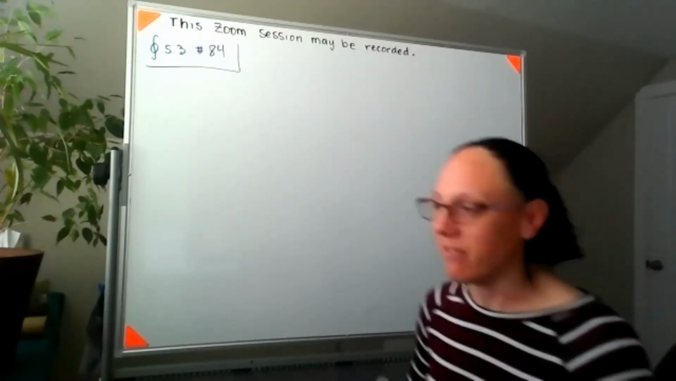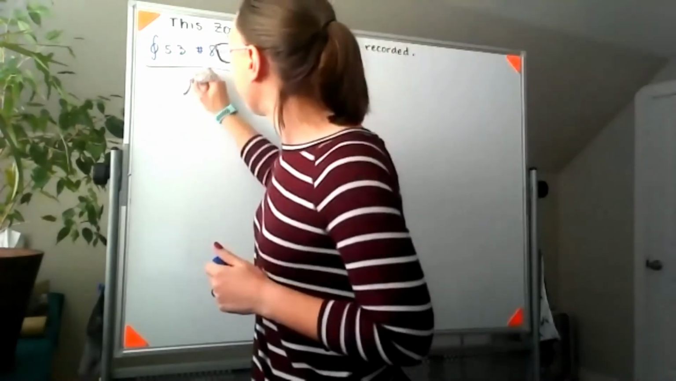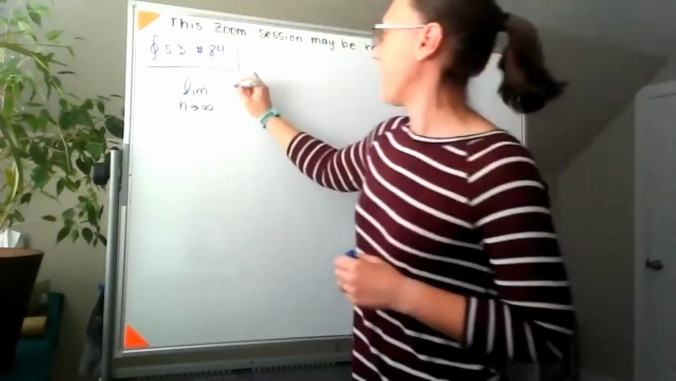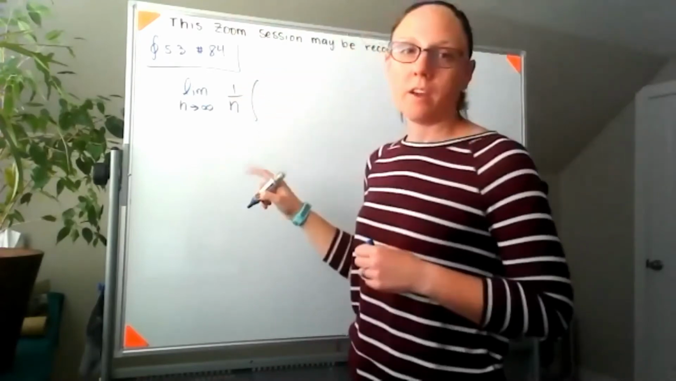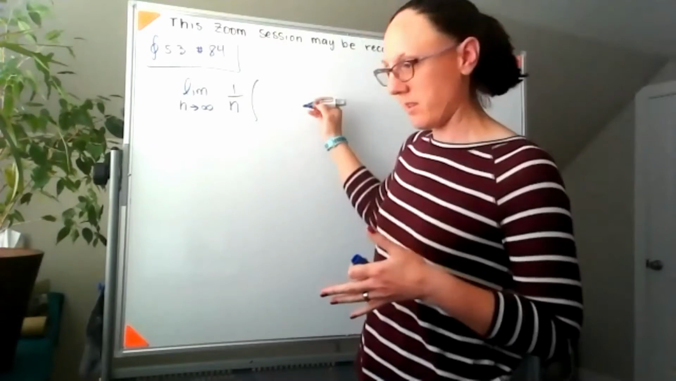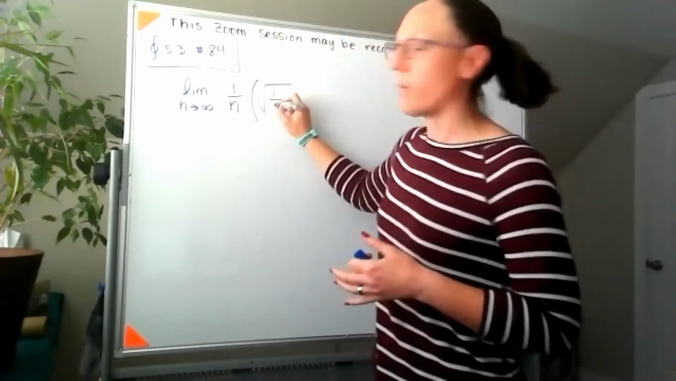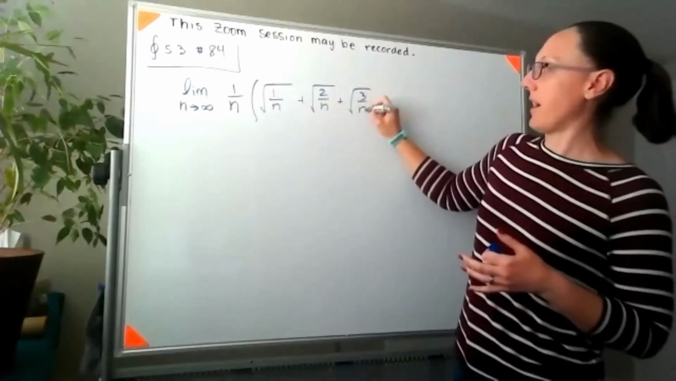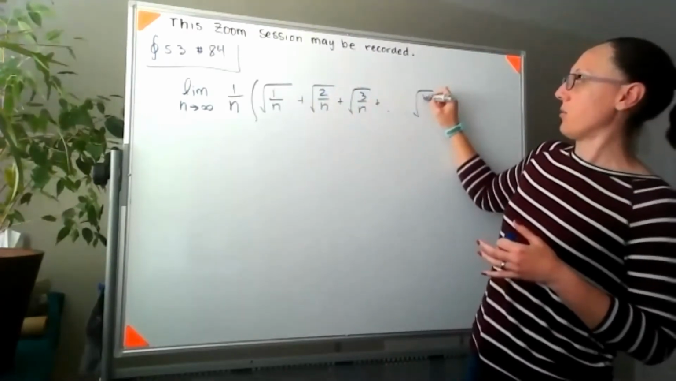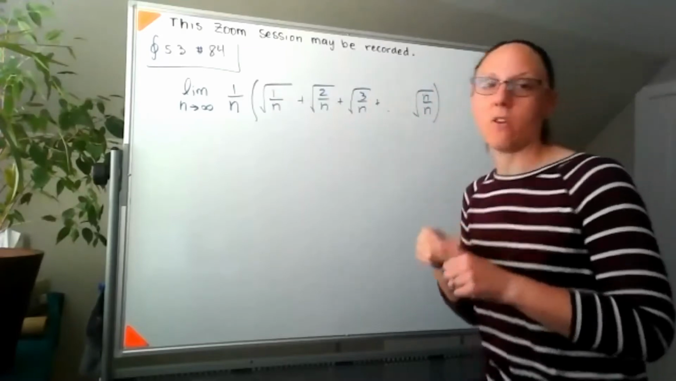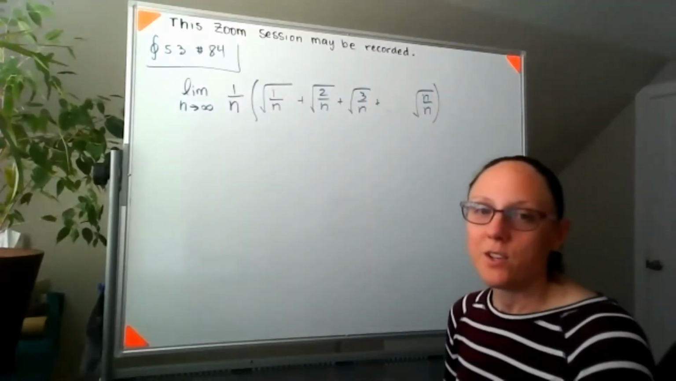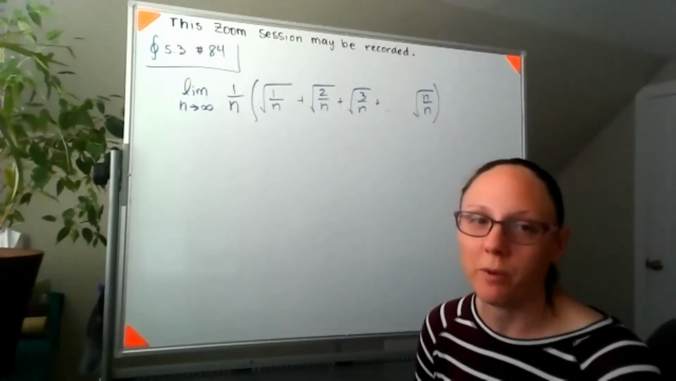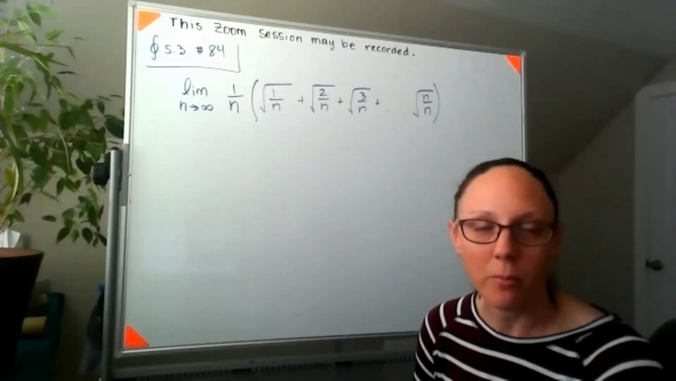So the limit that we've been given is the limit as n approaches infinity of 1 over n times the square root of 1 over n plus the square root of 2 over n plus the square root of 3 over n all the way up to the square root of n over n. We were told in this problem to evaluate it by recognizing it as a Riemann sum.